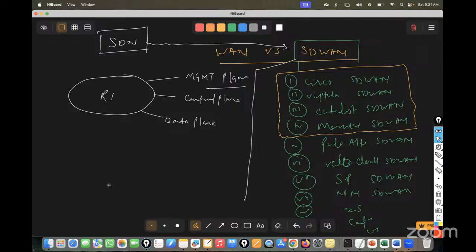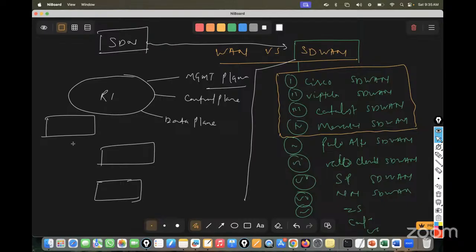Meaning the data plane is going to be in one place, the control plane is going to be in one place, and the management plane is going to be in one place. So they are not all going to stay in one place. And what is the advantage we are going to get? I'm going to discuss it.